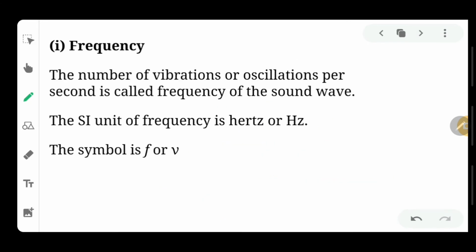Okay, so let's try to understand about frequency. So frequency is nothing but number of vibrations or oscillations that take place in a wave per second. कितने वाइब्रेशन और ऑसिलेशन हो रहे हैं एक सेकंड में, उसको हम फ्रीक्वेंसी बोलते हैं.